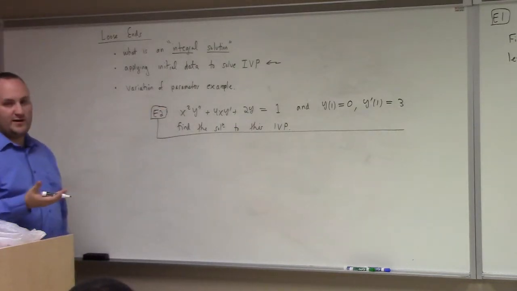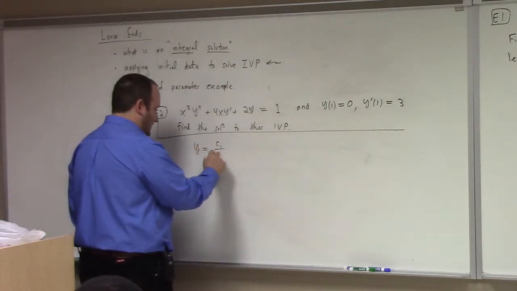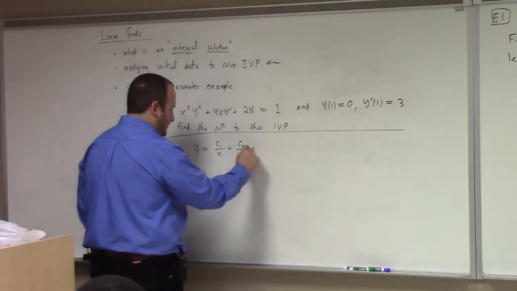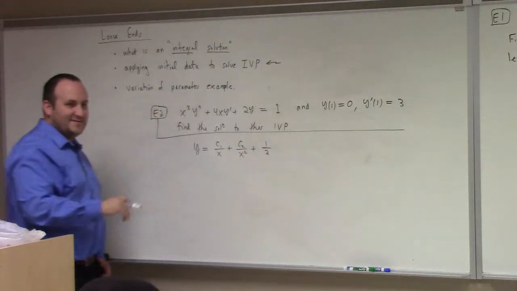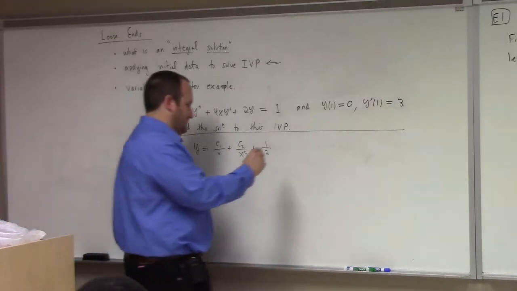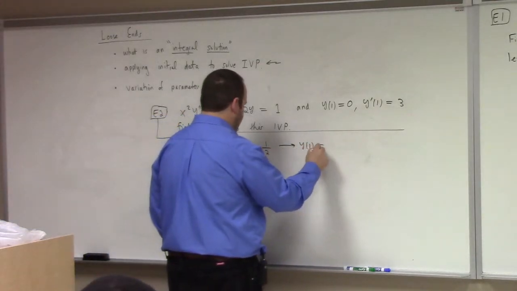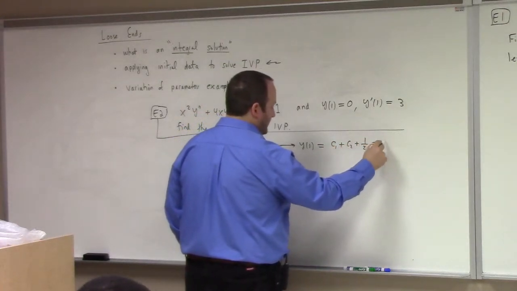So we already did most of the work in example 1. We already know the general solution is what? C1 over x, C2 over x squared, plus, oh yeah, a half. Okay, good. So now what? Well, if you know that y at 1 is equal to 0, you can plug that value. You get this relationship between C1 and C2. So y of 1 is C1 plus C2 plus 1/2 equals 0.